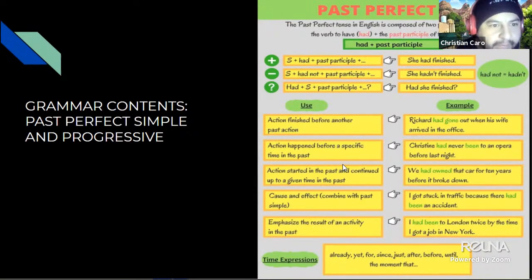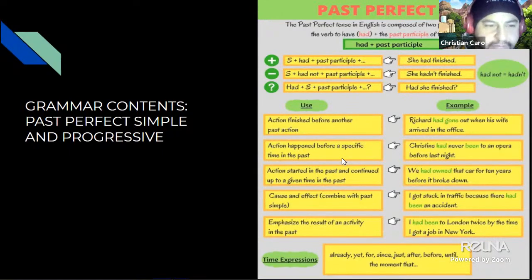For example, if I had studied more, I could have had a better mark. If I hadn't, in the negative, if I hadn't, I don't know, said that thing, we wouldn't have fought that way, and so on. Normally talking about regrets. That's one use of past perfect. Another use is for actions finished before another past action. So we have two events in the past. And also we have actions that happened before a specific time in the past.